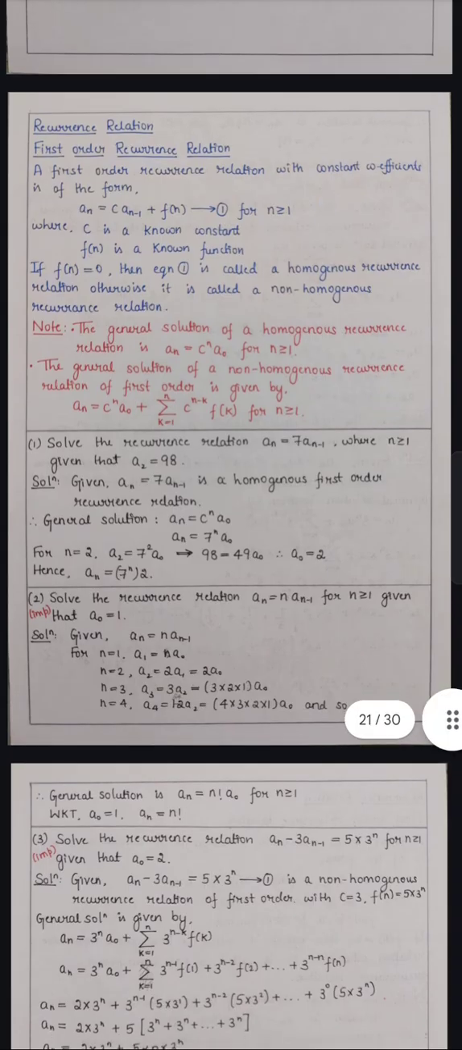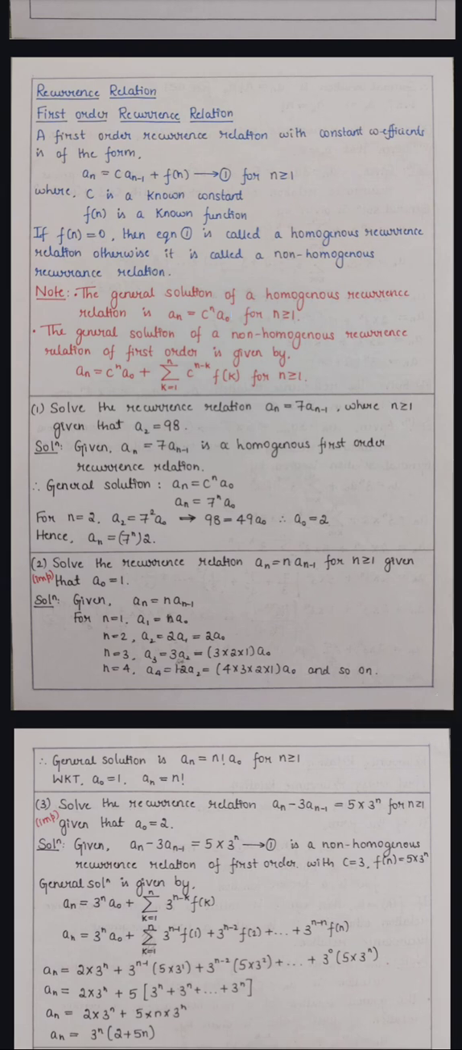Our next concept is recurrence relation. First order recurrence relation. The first order recurrence relation with constant coefficients is in the form a_n equals c a_{n-1} plus f of n, some function. c is known as a constant and f of n is a known function. If f of n is 0, the equation 1 is called homogeneous recurrence.